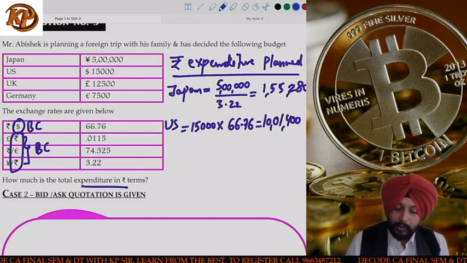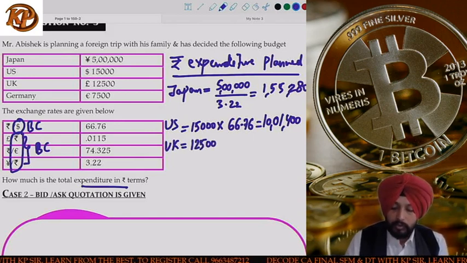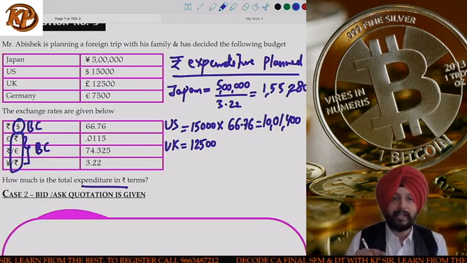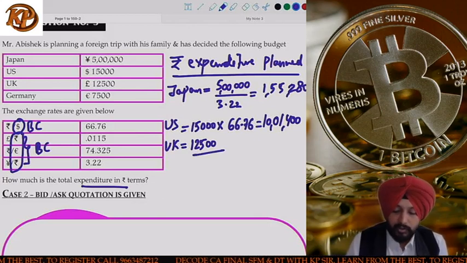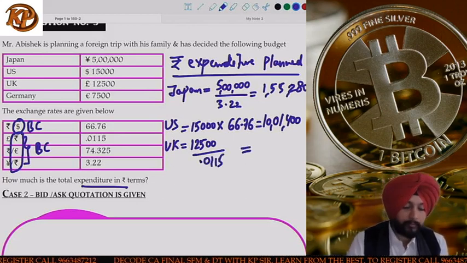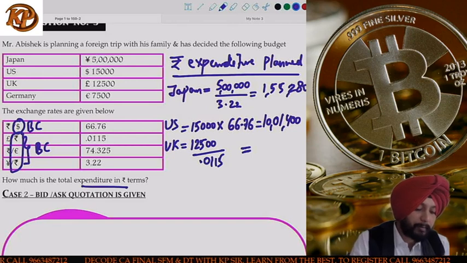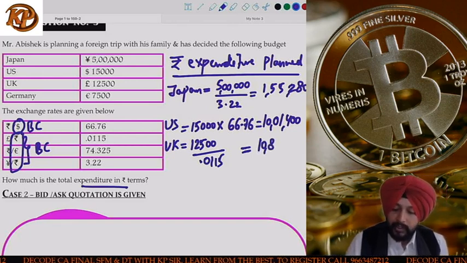Next is UK. UK is 12,500 pound. If you look at the quotation, it's the second quotation, pound per rupee, from price currency to base currency. So 12,500 divided by 0.0115. You get 10 lakhs 86,957.